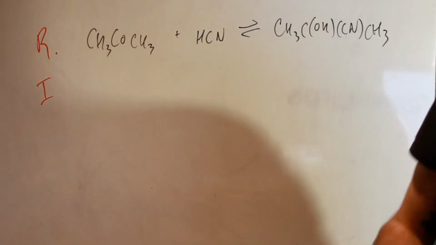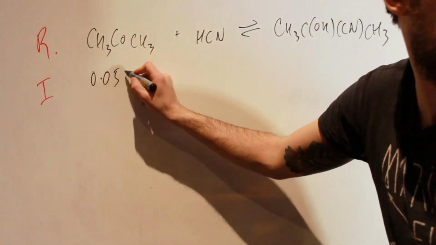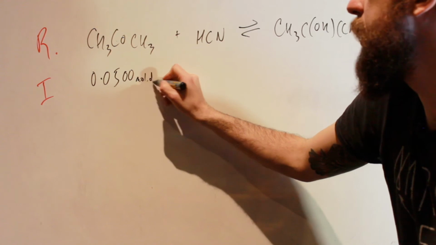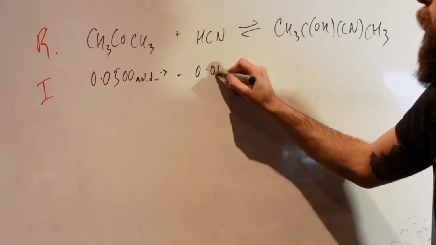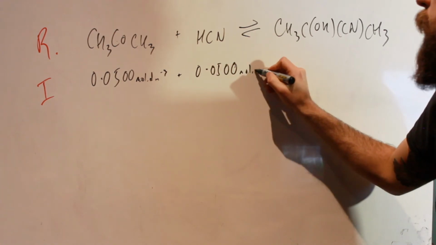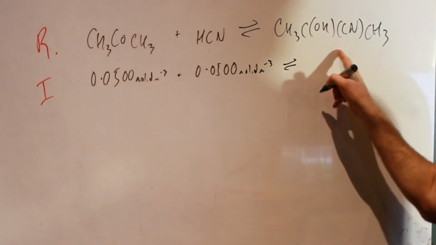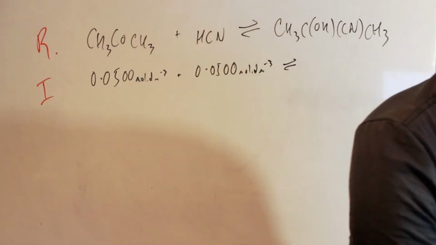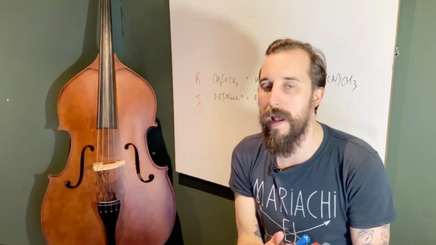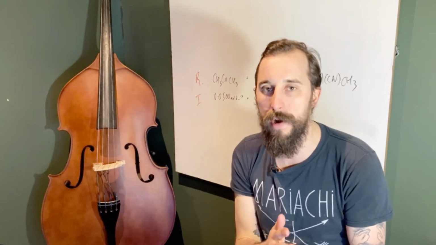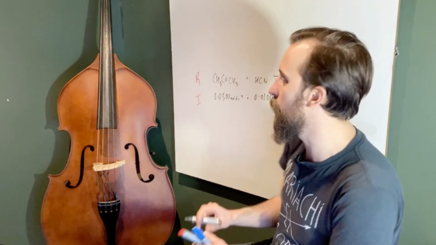Let's write those down. So the initial concentration for this one was 0.0500 mole per decimeter cubed. Our initial concentration for this one was 0.0500 mole per decimeter cubed. Let's consider our initial concentration for our product there. Well, it's the initial. So when we're doing a chemical reaction, we start with the reactants, and at the very start, we don't actually have any product yet, do we? It's all reactants.